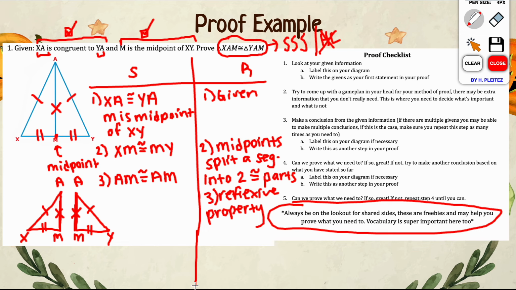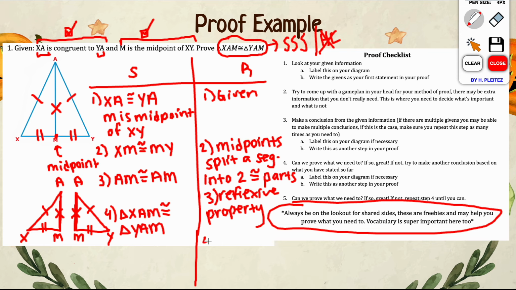Step five, because we made another statement. Can we prove what we need to? If so, great. If not, repeat step four until we can. Well, I have enough info right now. All three of my sides of each triangle are congruent. So now I can go ahead and make my statement. So I can say triangle XAM is congruent to triangle YAM.